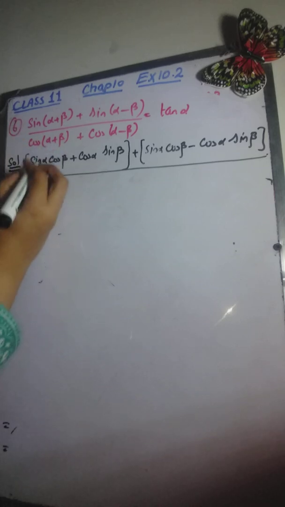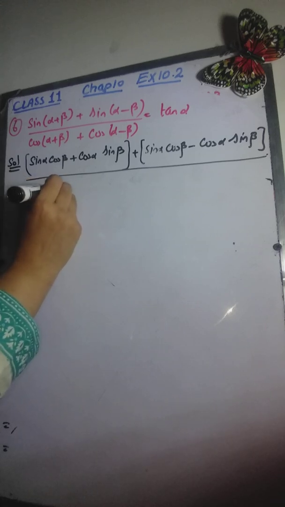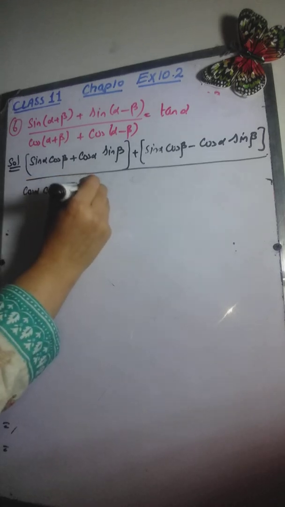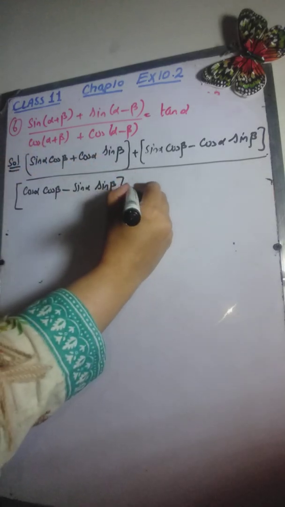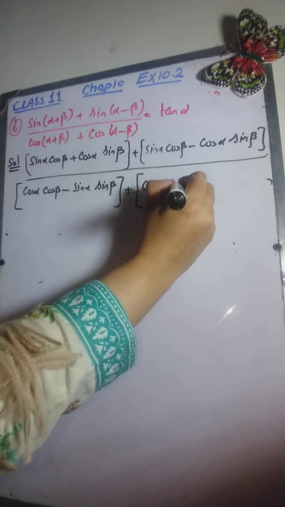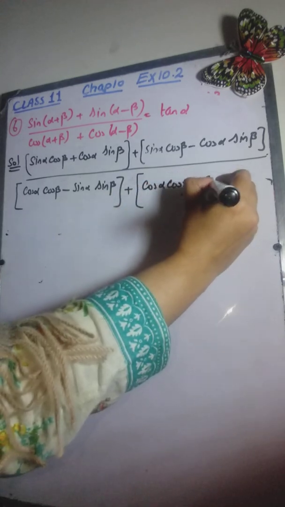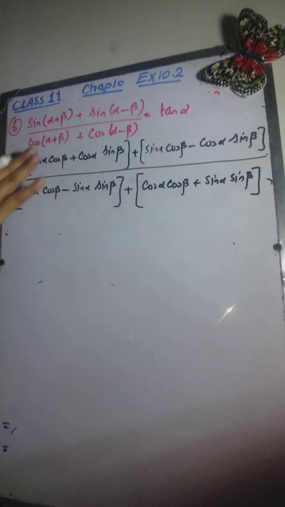again cos of alpha plus beta. After using the identity, this is equal to cos of alpha and cos of beta minus sin alpha sin beta. Okay, cos of alpha plus beta is equal to this expression, plus cos of alpha minus beta, which is equal to cos alpha cos beta plus sin alpha sin beta. So this is what we got by opening all these brackets.